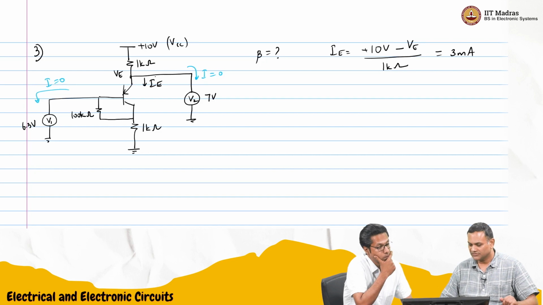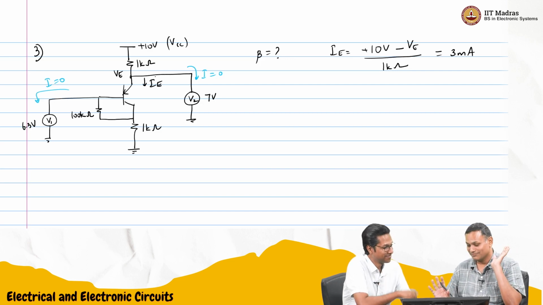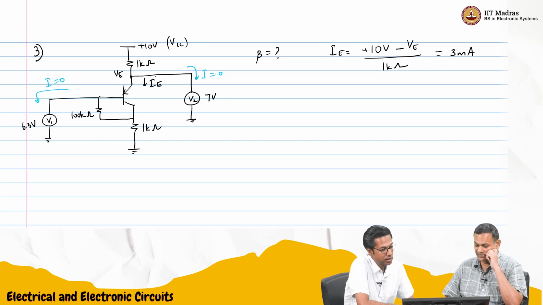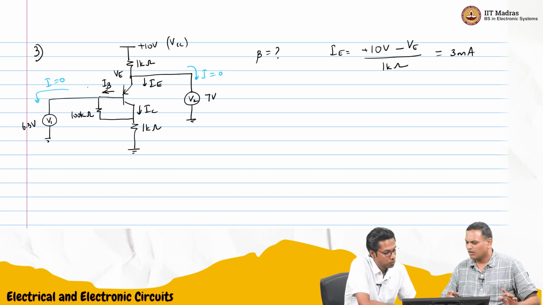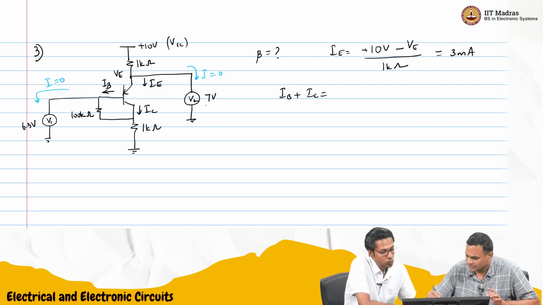Now we don't know beta. That is the question, right? Somehow we need to find out base current. So the brute force way, there are only 2 unknowns, which are collector current and base current. And I know one relationship, which is IB plus IC is IE, and IE is 3 milliamperes.